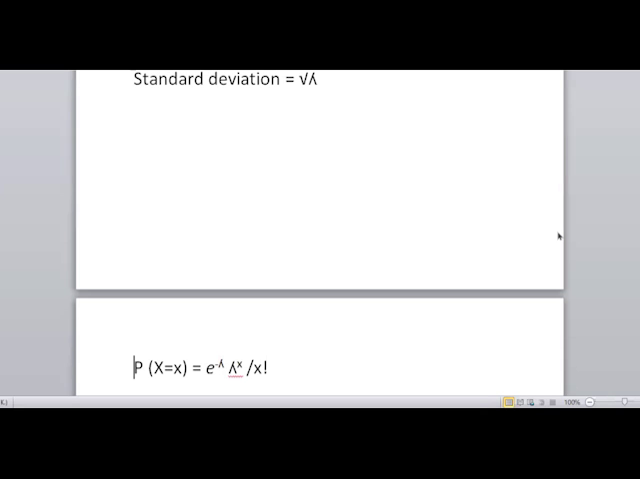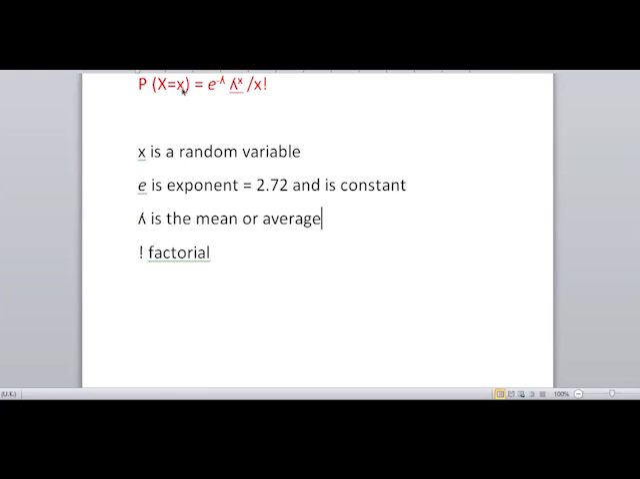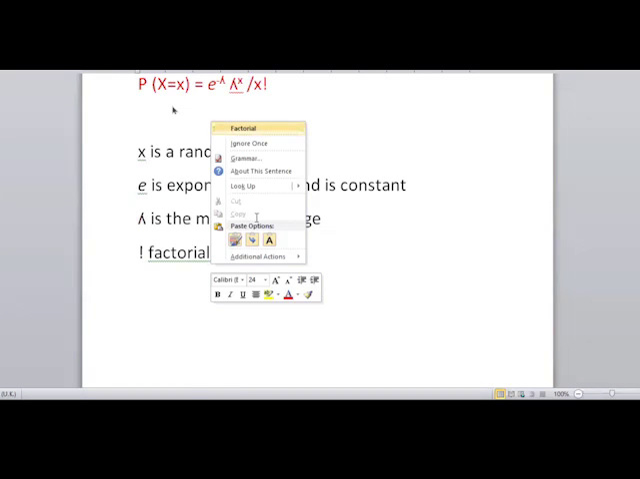So the E or exponent, this one, is equal to 2.7. In the question, I may use mean or I may use average. So I will let you know. Okay.